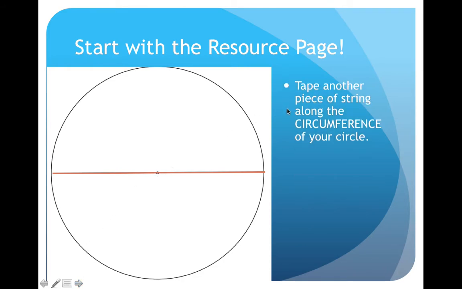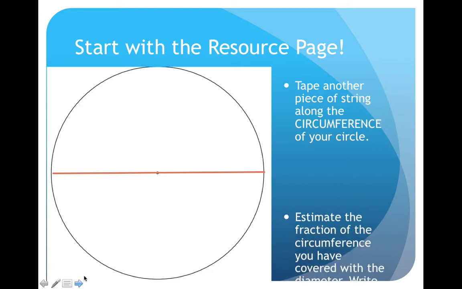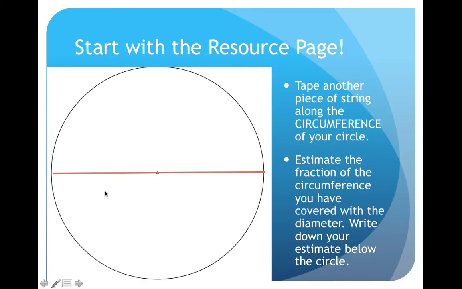You're going to tape another piece of string along the circumference of your circle. So wherever your first piece of string stopped, you're going to take your second piece of string and continue to line it up across the circumference of your circle. Go ahead and pause the video if you need to. Estimate the fraction of the circumference you have covered with the diameter. Write down your estimate below the circle. If you wrote down 2/3 this time, you are correct.